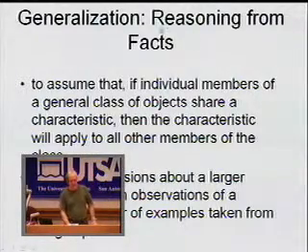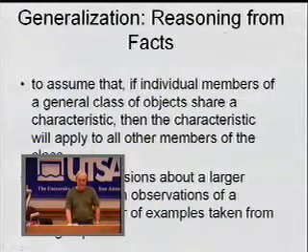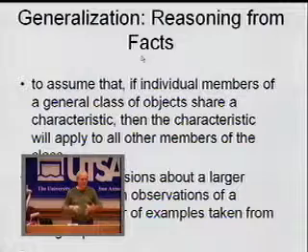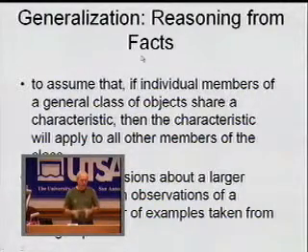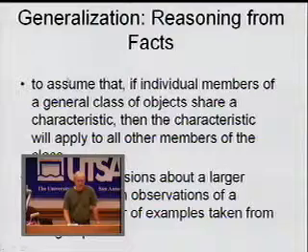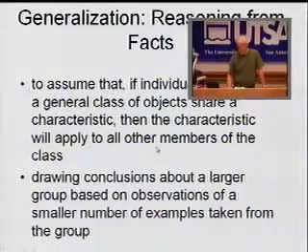So first, we can think of generalizations, reasoning from facts, and of course, again, this is from a debate book, so these would be ways that individuals would structure their arguments in a debate, whether they're going to reason from facts or use any of the other types. So here we're going to assume that if individual members of a general class of objects share a characteristic, then the characteristic will apply to all other members of the class.